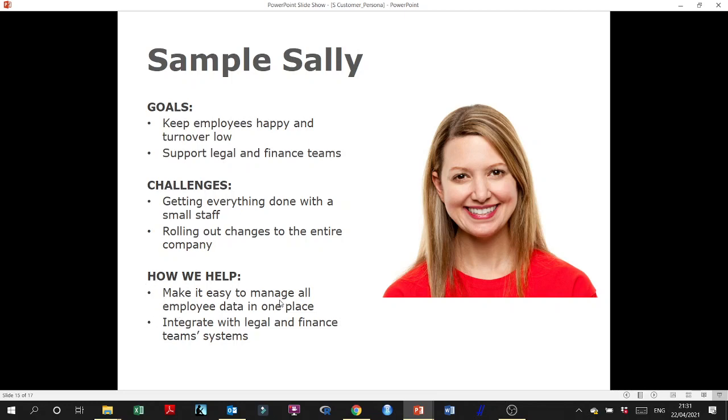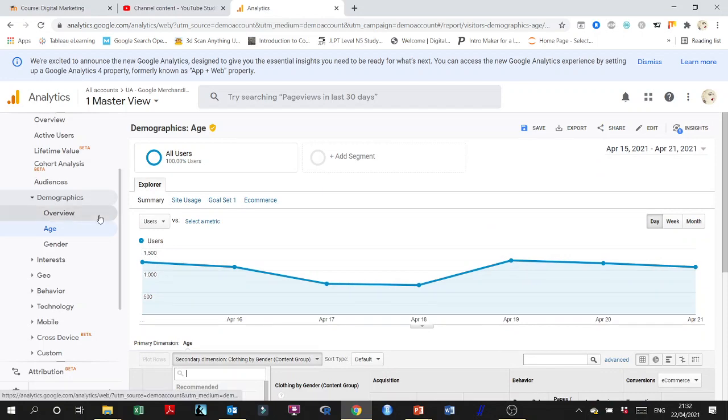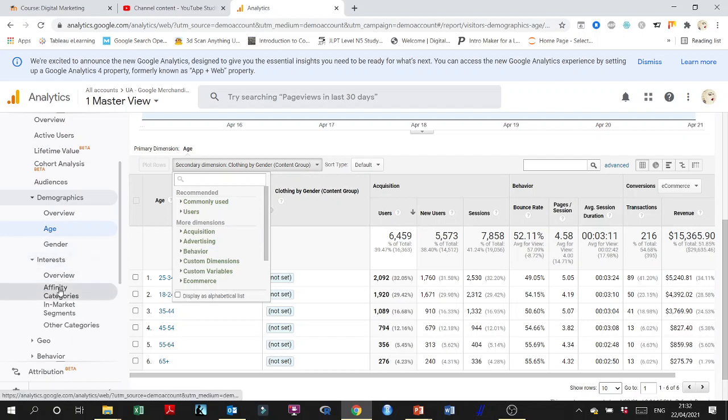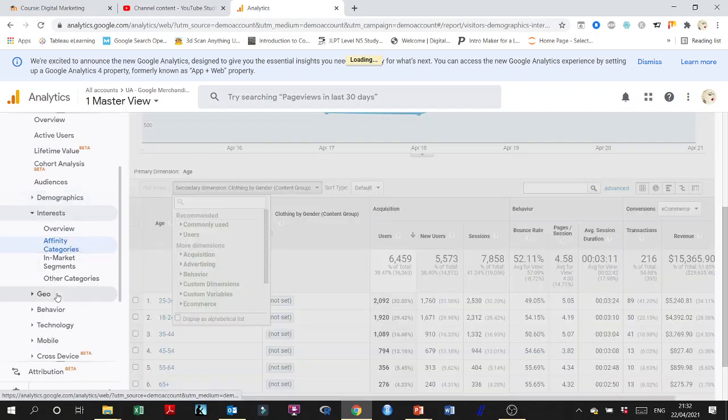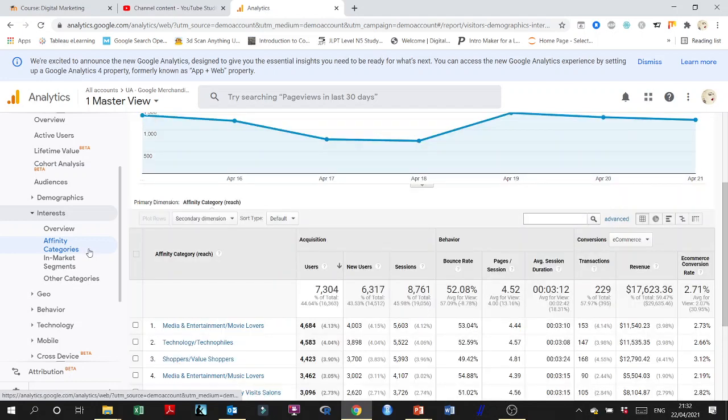So imagine yourself, first you start with the Google Analytics account here. As you can see, they are into the clothing industry. Try to take a look at the interests here. We have the affinity categories. Let me talk a little bit to you about this affinity and in-market.